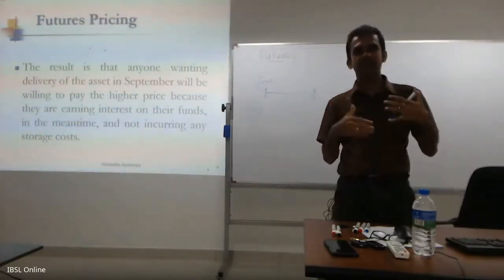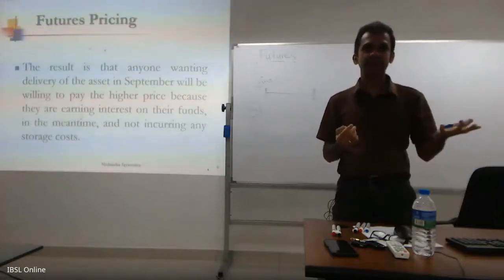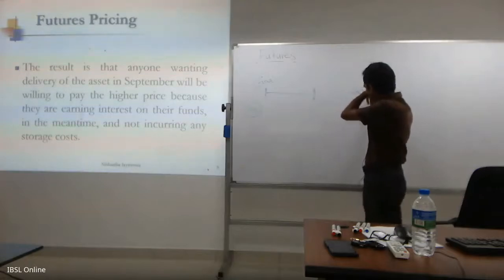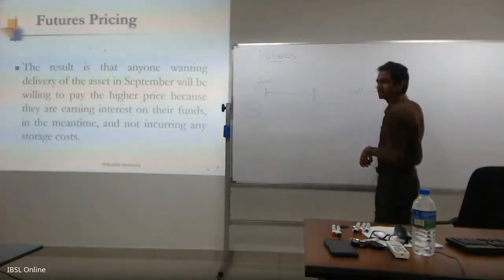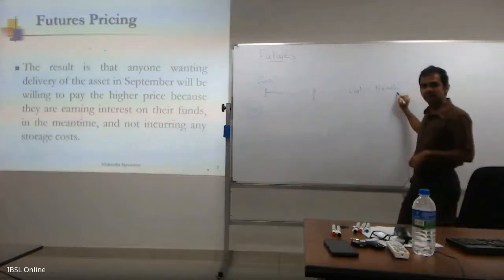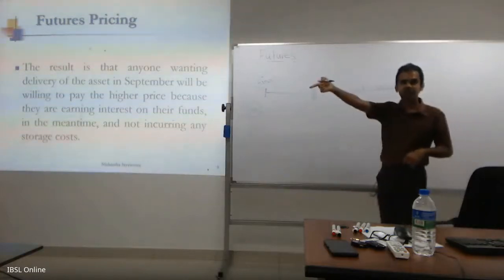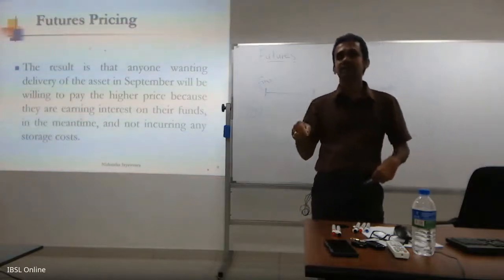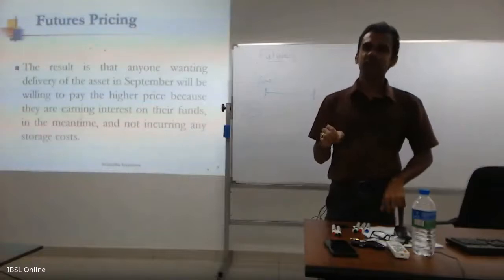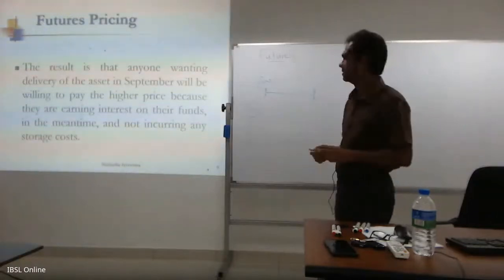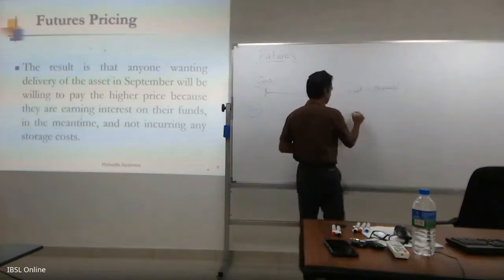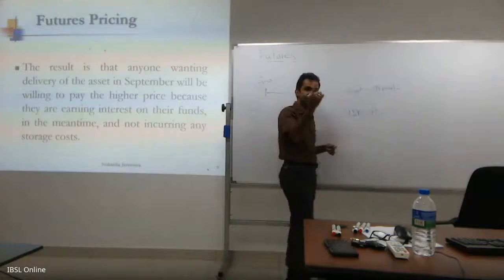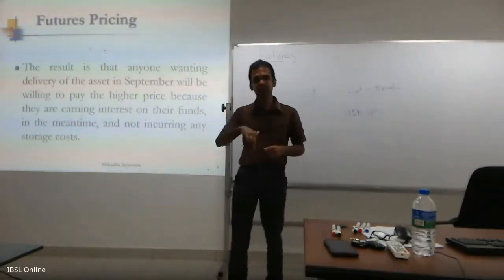If the benefits are higher than the cost, because we had cost minus benefits, if the benefit part is higher than the cost, what would happen to the futures price? It will be lower than the spot price, or today's price. That's why if you calculate USD JPY, forward trades are lower than the spot rate.